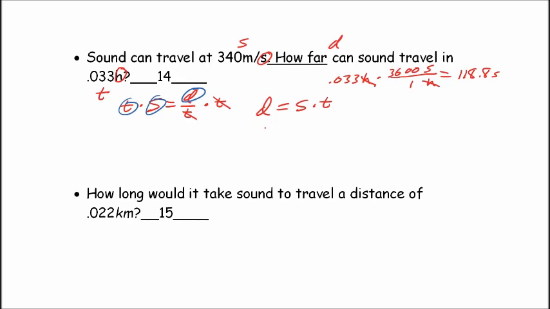Now it's just a matter of plugging in the numbers and plugging in the units and working this problem out in 3 steps. So distance equals the speed, 340 meters per second, times the time, and the time that we're going to use is right there, 118.8 seconds. And of course we notice the time unit cancels out, and so our answer works out to 40,392 meters.